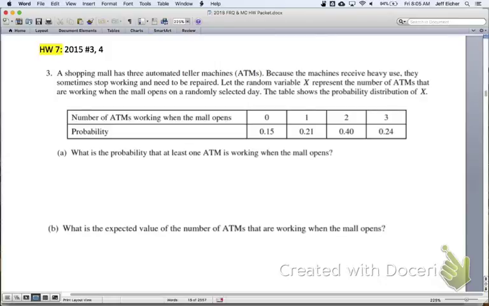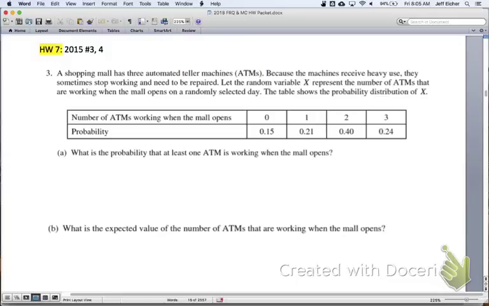He repairs ATM machines. Let the random variable x represent the number of ATMs that are working when the mall opens on a randomly selected day. The table shows the probability distribution of x. Number of ATMs working: 0, 1, 2, 3, with the probabilities given right there. What is the probability that at least one ATM is working?